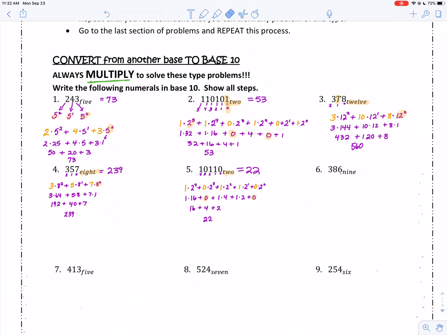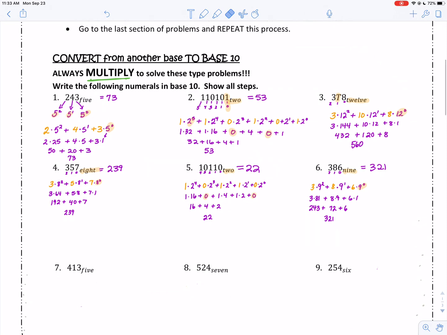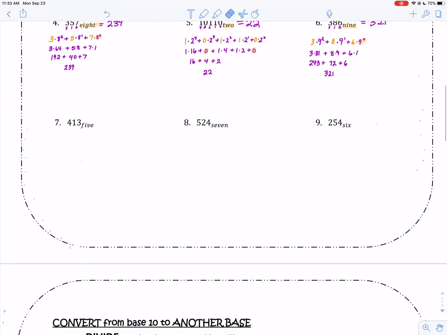Number 6 again, we're going to have 9 to the 0 power, all the way up to 9 to the second. Then we're going to multiply each of these numbers and put them times 9 to the second, 9 to the first, and again, anything to the 0 power is just 1. We keep simplifying till you get 321. Once again, pause unless you feel very comfortable and want to move on to the next set of problems.